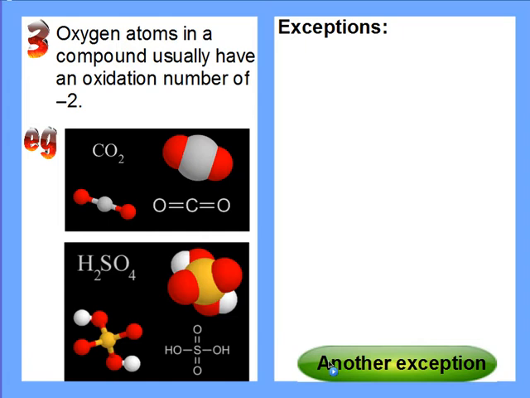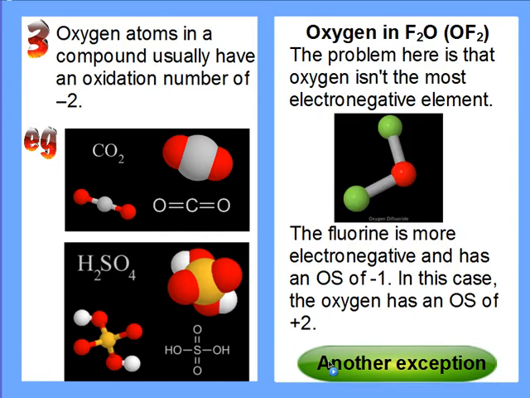Another exception for oxygen is when oxygen is bound to fluorine in, say, OF2, which can be written as F2O, depending on which textbook you read. The difference here with the oxygen difluoride is that fluorine is more electronegative than oxygen, and it has an oxidation state of -1. Because there are 2 fluorines and 1 oxygen, the oxygen in this molecule has to have an oxidation state of +2 to give us an overall electrically neutral molecule.